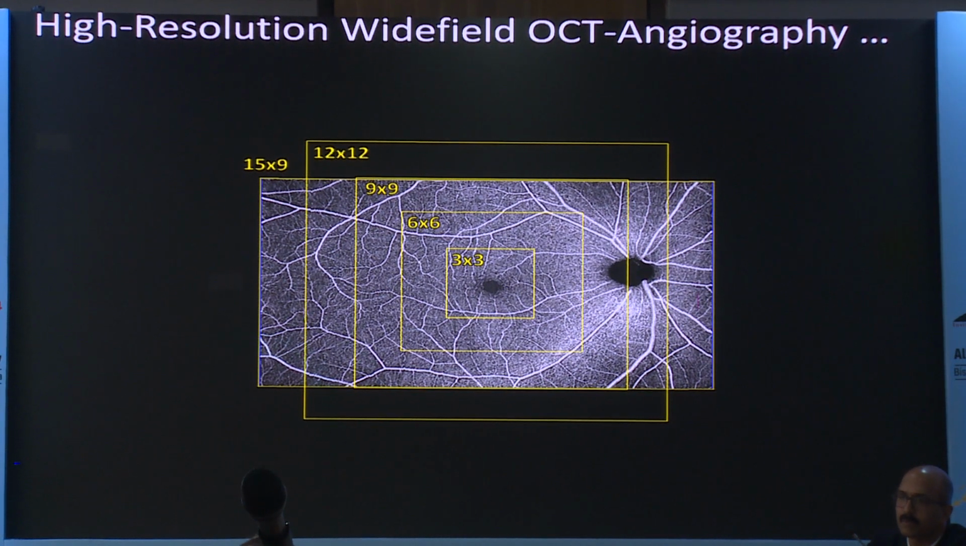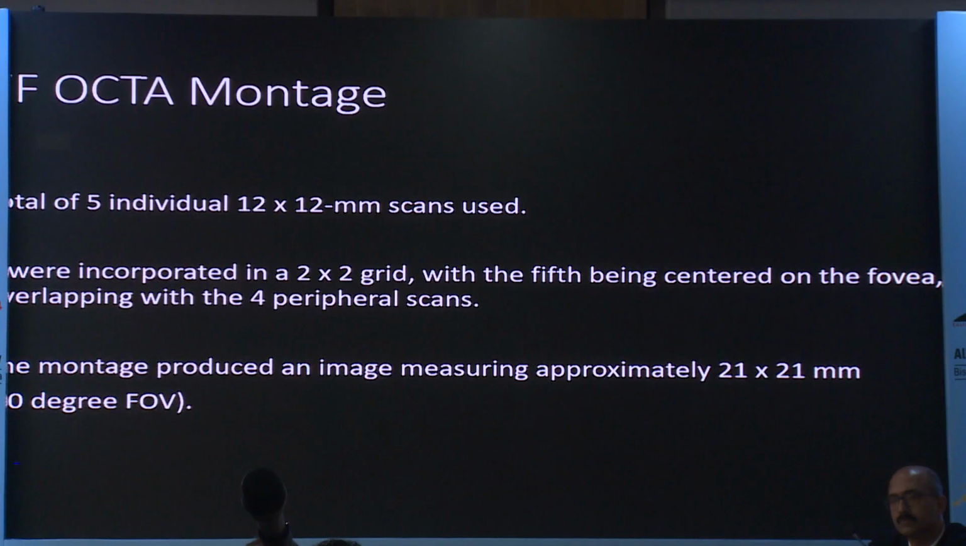We always started OCTA with a 3 into 3 millimeter scan. But now we have got wider scans. We are routinely using 12 into 12. And the other scan, which is very useful for diabetic retinopathy, is a 15 into 9. So that gives a lot of information in a single scan.